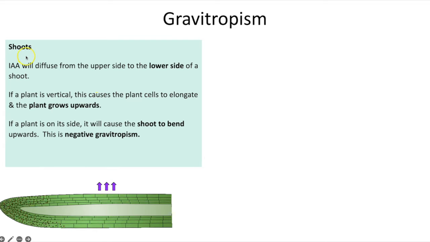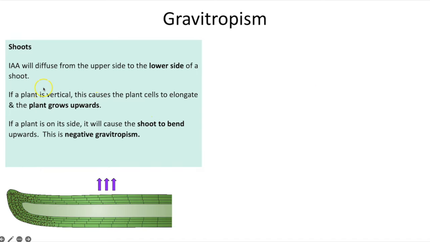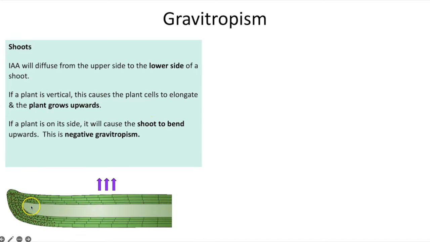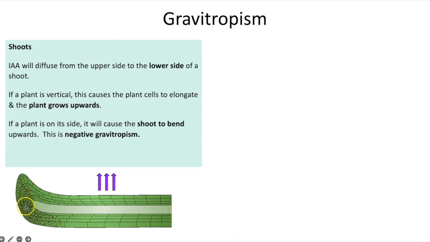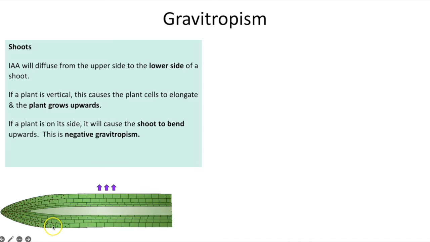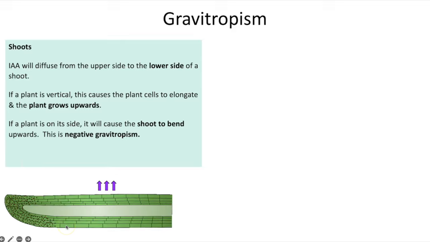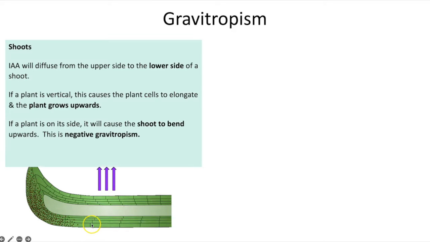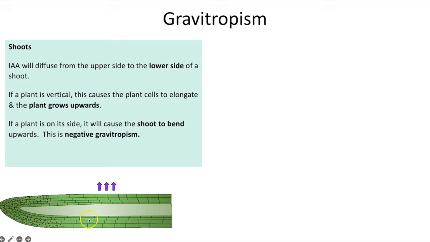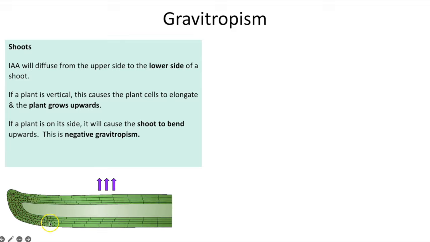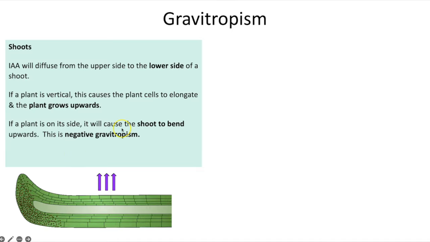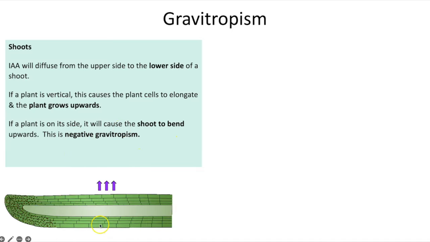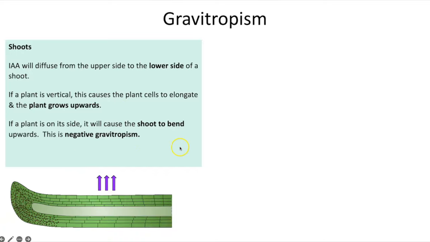Gravitropism will then occur in the roots and shoots differently. In the shoots, we can see that the IAA diffuses from the upper side to the lower side, so more of it's now on the lower side, so it goes down with gravity. That means that we get more cell elongation on the lower side, and that causes that side to be longer, and therefore it bends upwards. And in this case, it's a negative gravitropism because the plant will be growing against gravity.